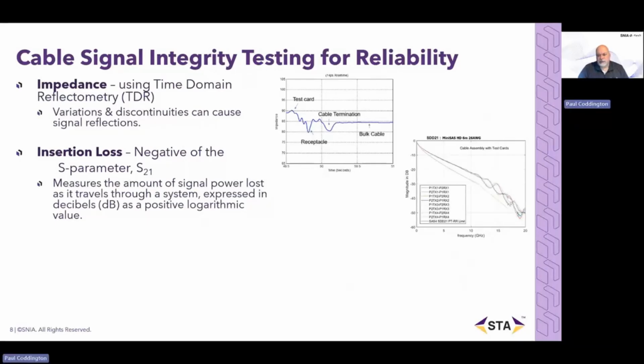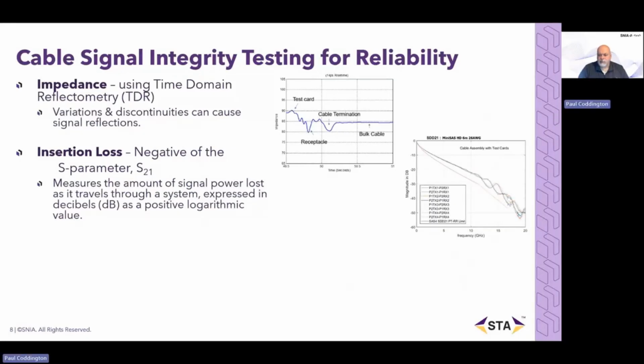One of these S parameter measurements is insertion loss, which measures the amount of signal power lost as it travels through a system, expressed in decibels. There's a simple sample graph to the right that shows what an insertion loss plot might look like.